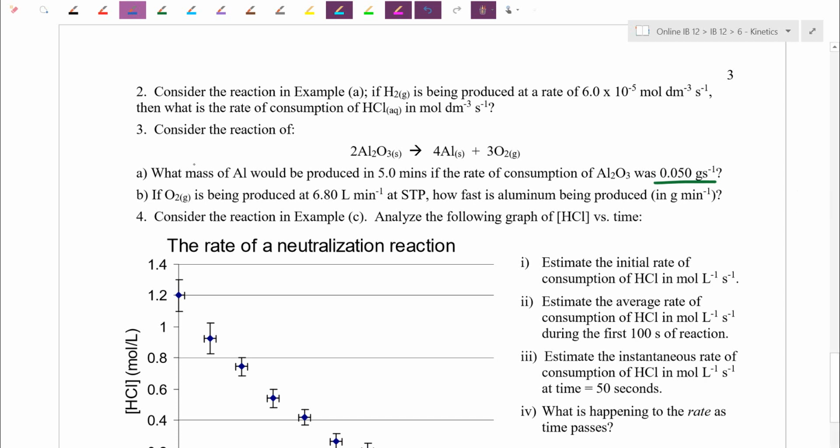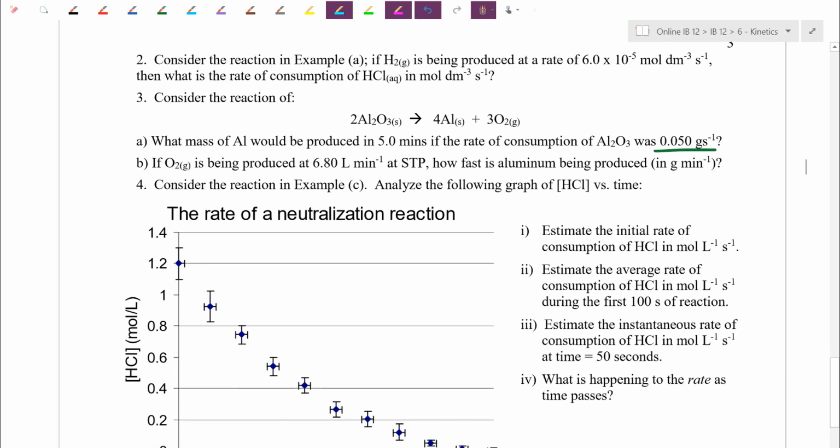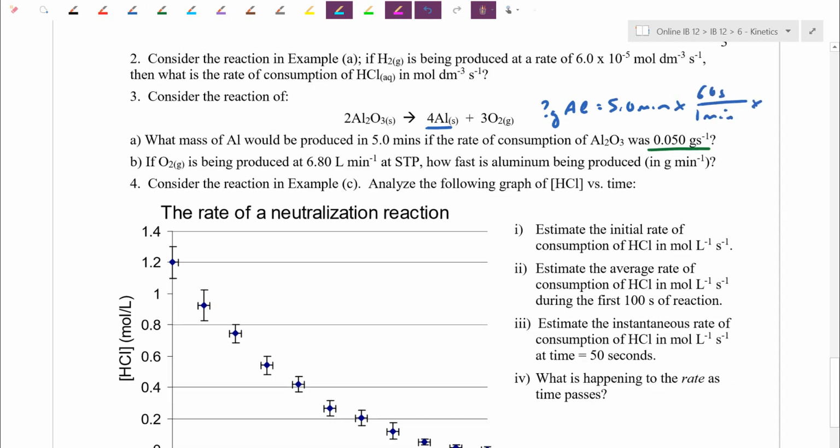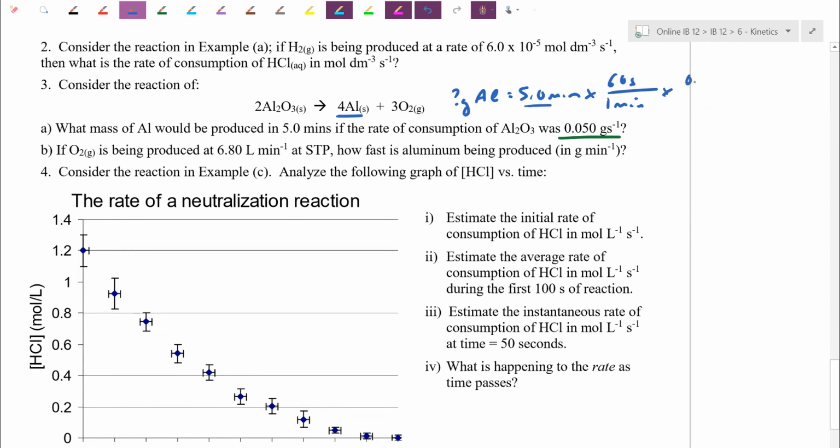So for example, if I was hinting at part A here, I want to figure out how much mass of aluminum is produced. Aluminum is a product in this equation. I actually let 5 minutes go by. Unfortunately, my rate is actually in gram per second. So here's what I mentioned earlier. 1 minute is 60 seconds. I can multiply time by the rate that they give me, 0.050 grams per second. This also is a rate, even though it's not technically a concentration over time. We're tracking the amount using mass in this case. You see all the other units die away, and we end up getting how many grams actually end up forming.